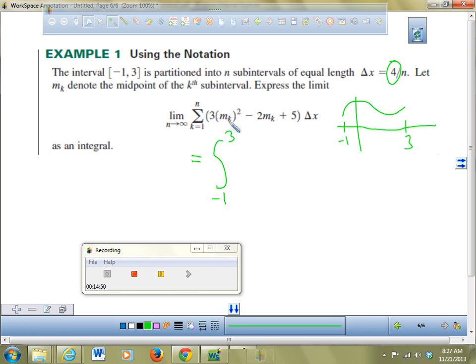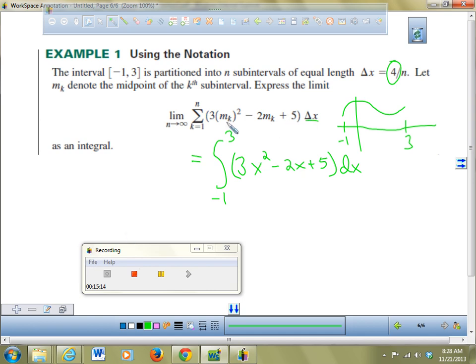So I could take midpoint rectangles and plug them into this formula where this is the height of the rectangle and this is the width of the rectangle. Or I could write this as the integral of 3x squared minus 2x plus 5 dx. Okay? And that's how you rewrite it. That's all there is to it.